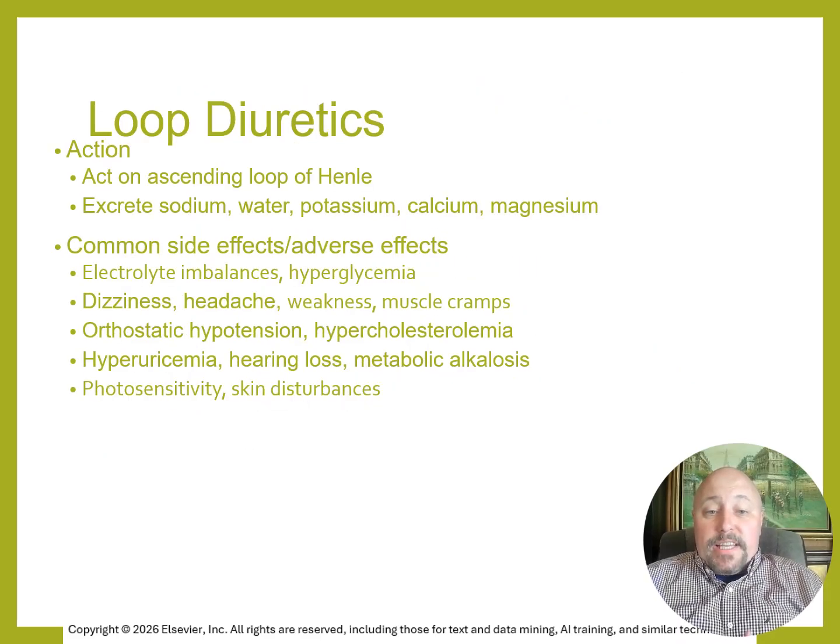Loop diuretics. These act on the loop of Henle. It involves excretion of sodium, water, potassium, calcium, and magnesium. Common side effects are again going to be electrolyte imbalances, hyperglycemia, dizziness, headache, weakness, muscle cramping, orthostatic hypotension, hyperuricemia, hearing loss, and metabolic alkalosis. That hearing loss can be especially pronounced in cases of giving IV furosemide, IV loop diuretics, and you always want to go slow when pushing that.